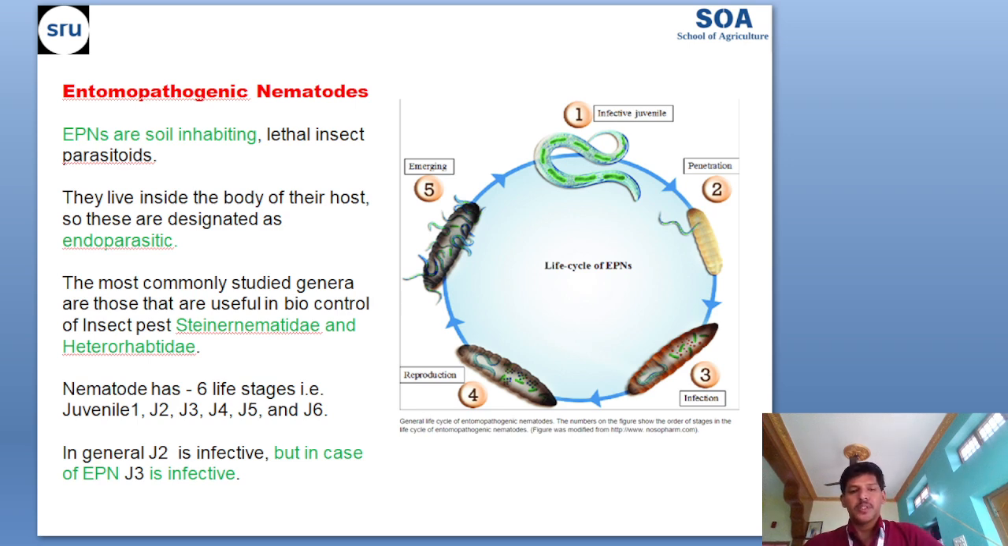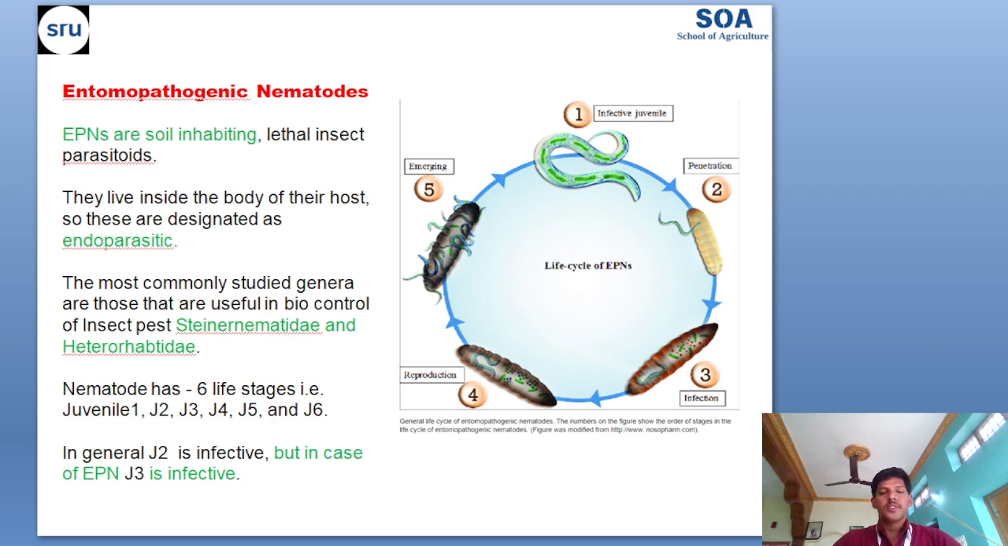Entomopathogenic nematodes are soil inhabiting nematodes or organisms. This nematode causes diseases in insects. That's why we are calling them entomopathogens. This nematode lives inside the host body. That's why they are considered endoparasitic nematodes.